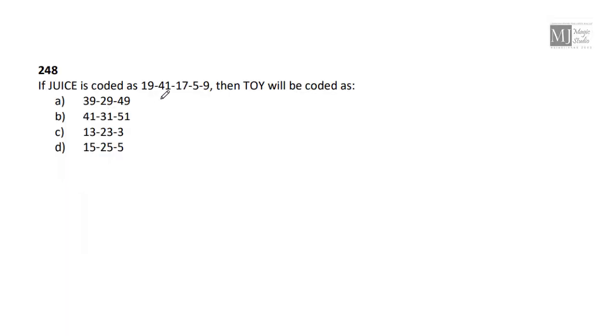If JUICE is coded as this, then how will TOY be coded? As far as alphabet coding is concerned, we use EJOTY, the code, to quickly identify the numerical position of the given word. E is the fifth letter, J is the 10th, O is the 15th, T is the 20th, and Y is the 25th.